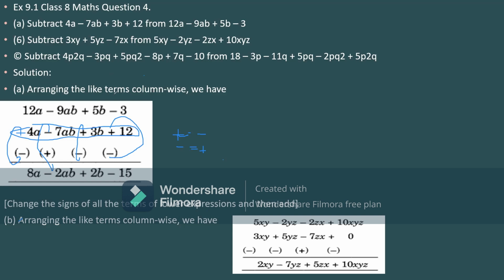Things are getting interesting, right? If the signs are the same, then you should add them and keep the sign which both numbers have. Both numbers have minus, and then you add them. 3 plus 12 is equal to 15. Then it's minus 15. Then the total answer will be minus 8a minus 2ab plus 2b minus 15. Is it right? Yes, of course.